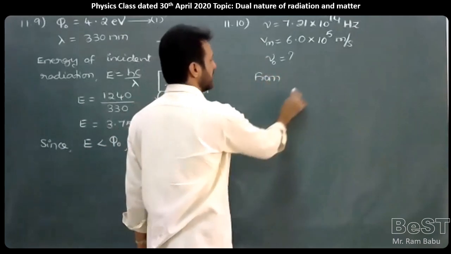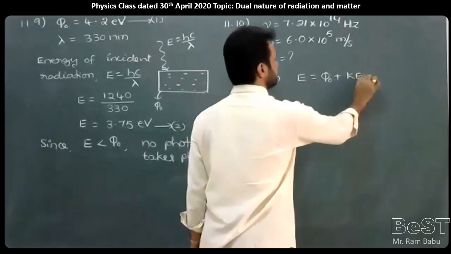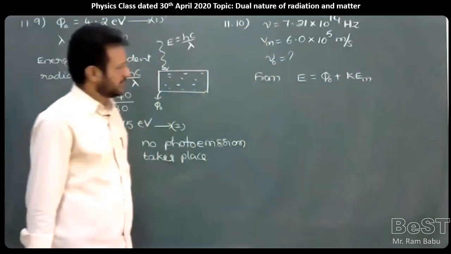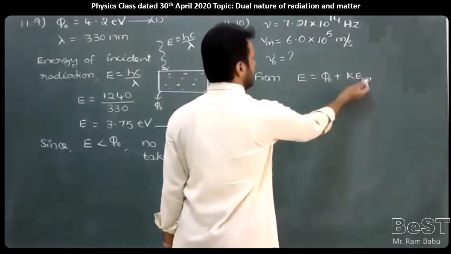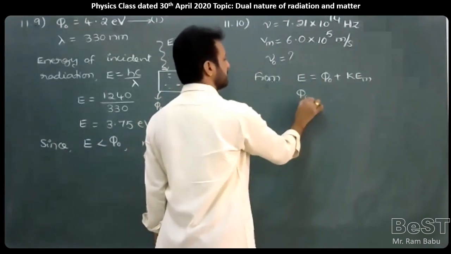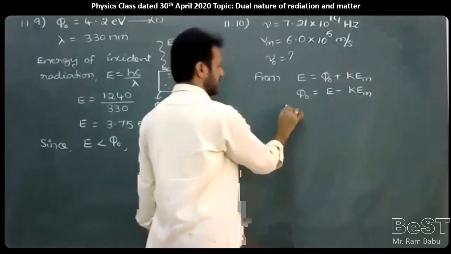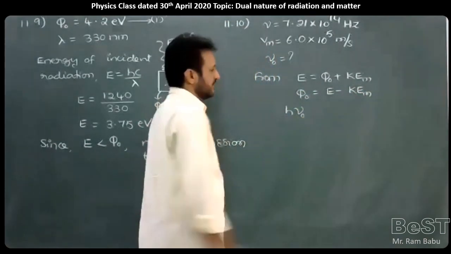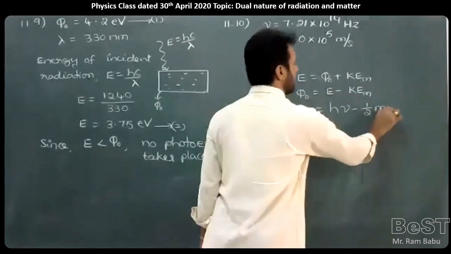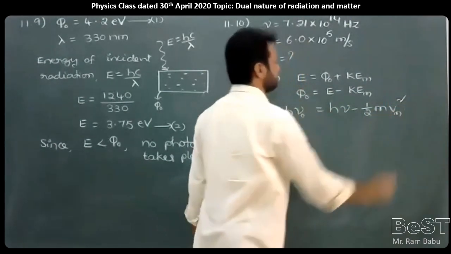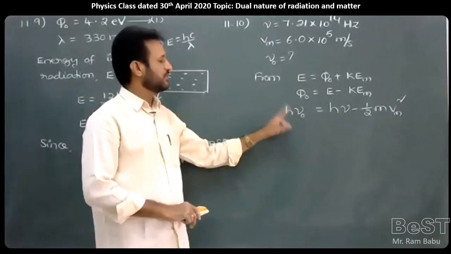From Einstein's photoelectric equation, E is equal to phi naught plus KE maximum. In this formula, I'll take KE maximum to the left side. Phi naught is equal to E minus KE maximum. But phi naught is equal to h nu naught, and E is equal to h nu, minus the kinetic energy formula half m v square maximum. In this formula, we need to calculate nu naught.